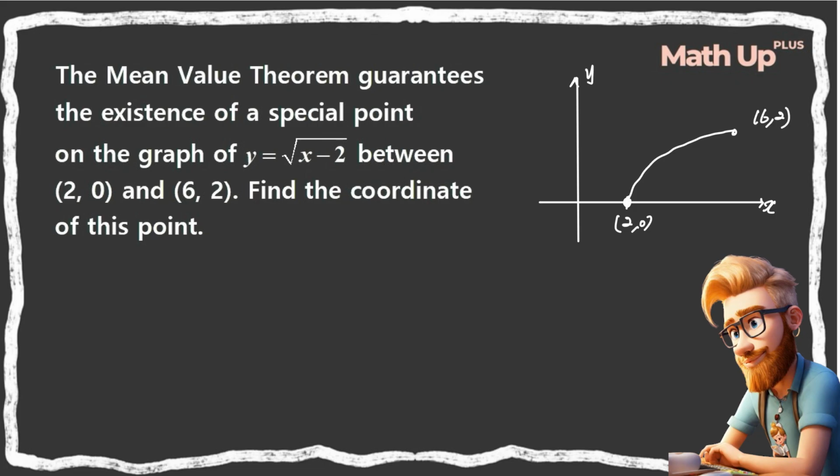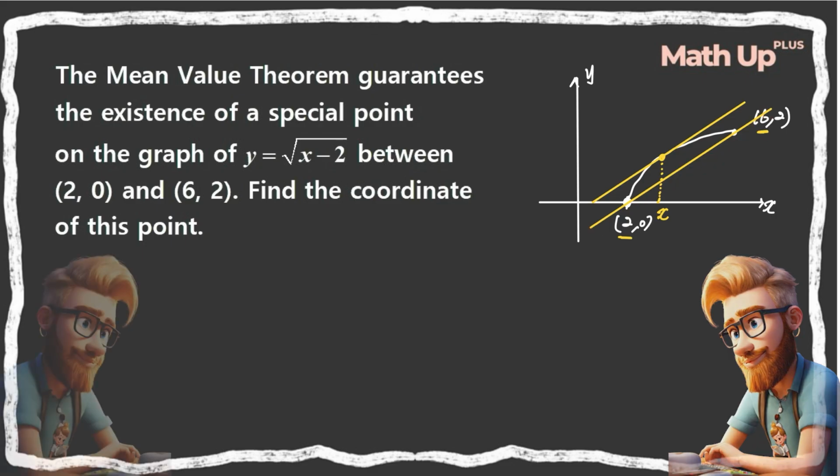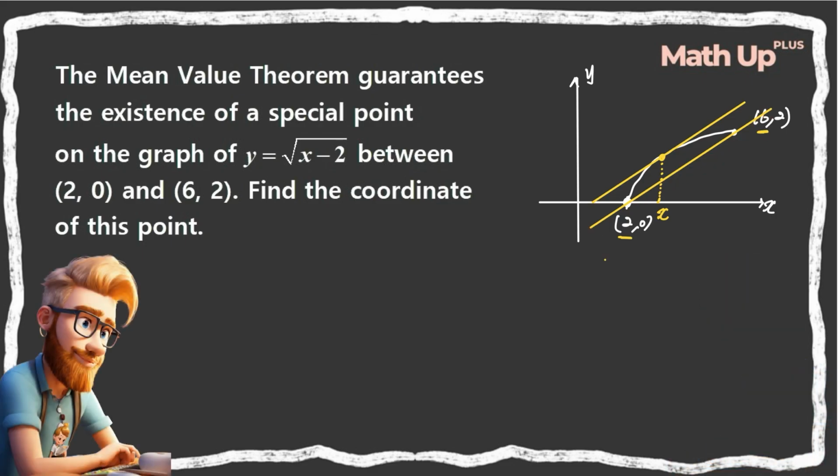The mean value theorem says that the slope of this secant line is equal to the slope of this tangent line at some point x between 2 and 6. Well, exactly, there exists at least one value x in this interval such that the slope of the secant line is equal to the slope of the tangent line. So let's find the slope of this secant line first. That's y2 minus y1 over x2 minus x1. So that is equal to (2 minus 0) over 4. That's 1/2. So the slope of this tangent line must be equal to 1/2.